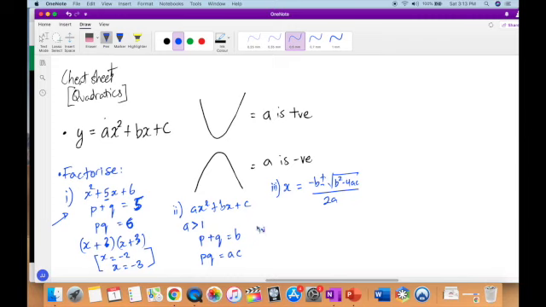The fourth method we saw was completing the square, which means that we had to take ax squared plus bx plus c and put it in the form a times (x plus h) squared plus k. This is the form of completing the square. Can somebody remind me what is the formula for h? Anybody, quick.